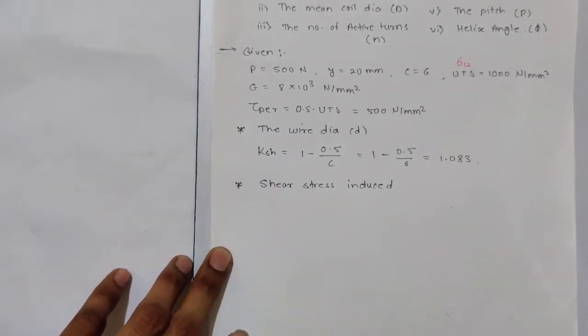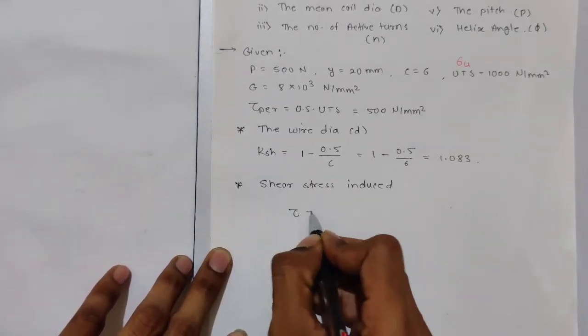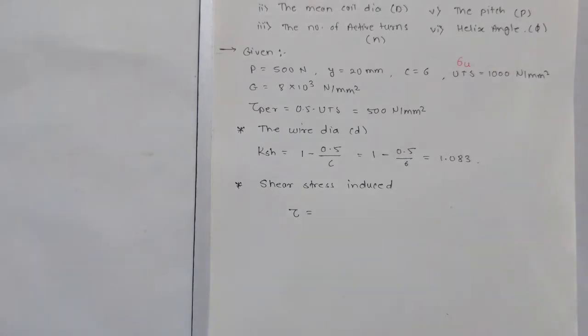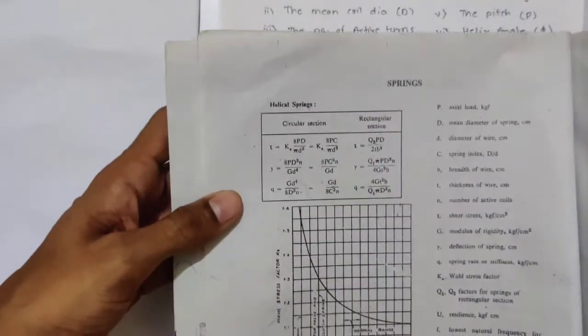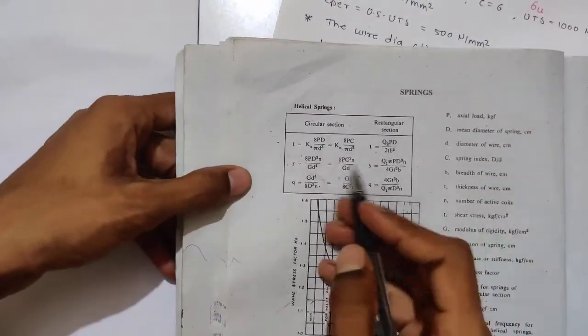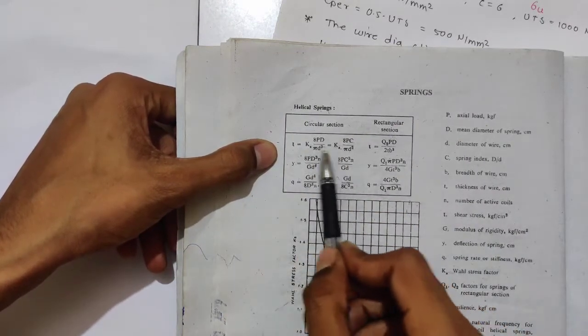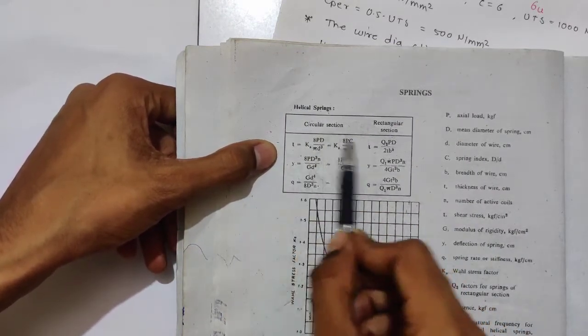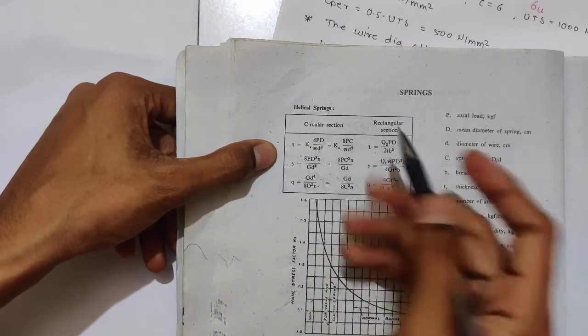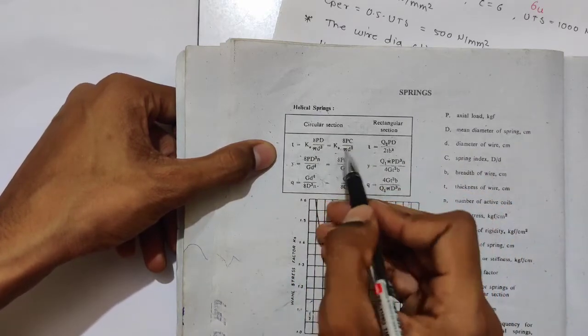So the formula for shear stress induced is tau is equal to... Again we'll go for PSG, and in PSG 7.100 you will find this formula. This is tau, and tau is a shear stress. For tau we have two formulas. You can use any formula whichever you require. I always use this formula.